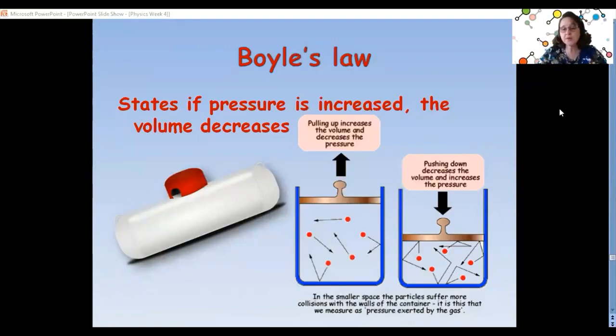Okay, so here we have a couple containers. We see we put the lid down. If we put the lid down on this container, it squishes my gas down. So my volume decreases. It was taking up this amount of space. When I put the pressure, now it's taking up this amount of space. So it doesn't take up as much space.